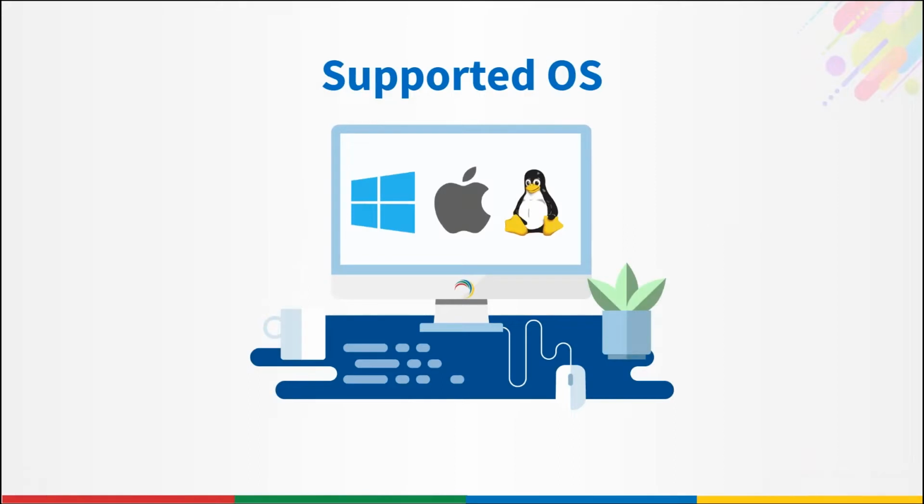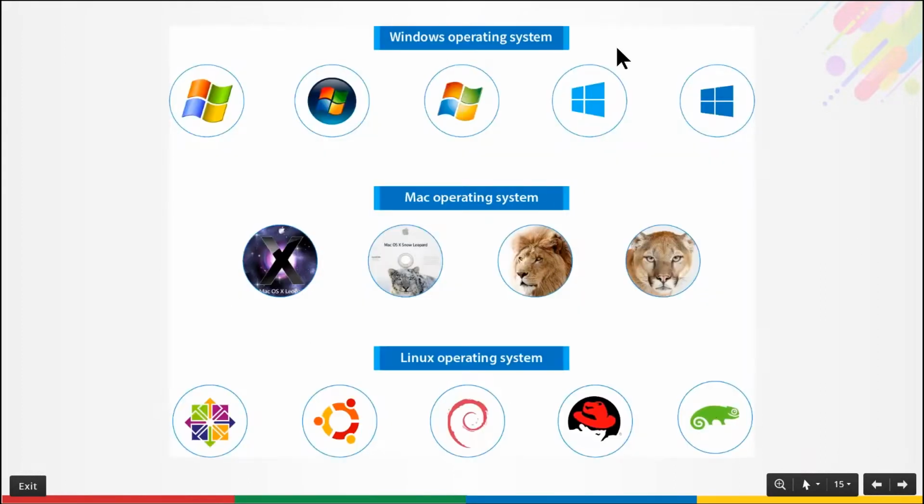Desktop Central supports all three major flavors of operating system, namely Windows, Mac, and Linux. These are the various versions of operating system that we support.